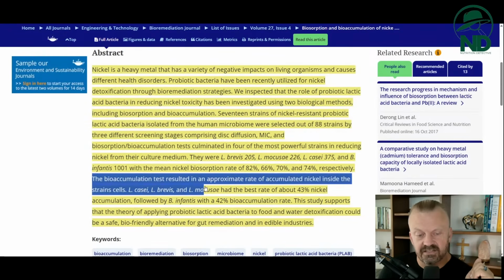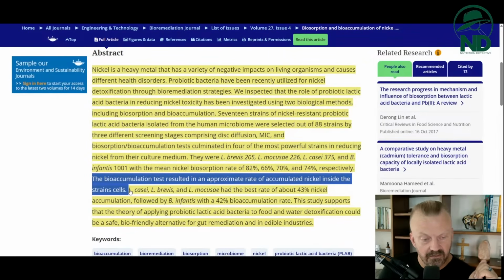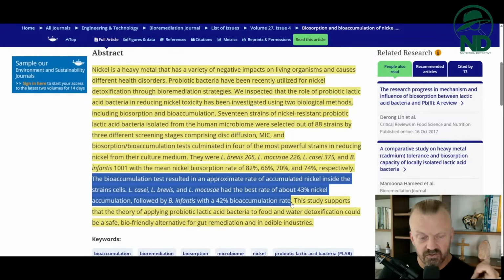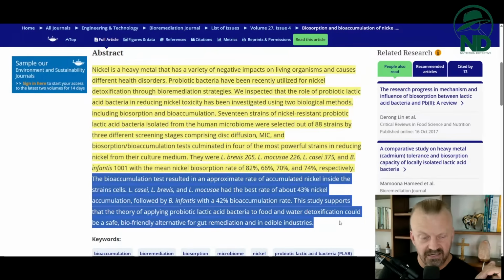The bioaccumulation test resulted in an approximate rate of accumulated nickel inside the strain cells. L. casei, L. brevis, and L. mucosae had the best rate of about 43% nickel accumulation, followed by Bifidobacterium infantis with a 42% bioaccumulation rate. This study supports the theory of applying probiotic lactic acid bacteria to food and water detoxification could be a safe, bio-friendly alternative for gut remediation.